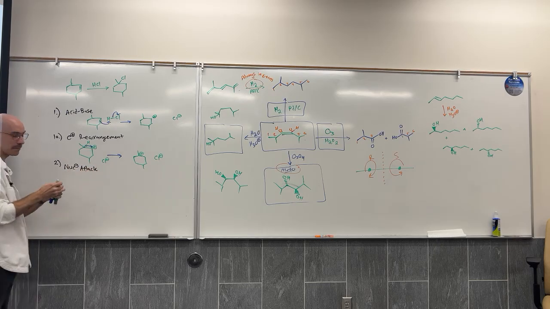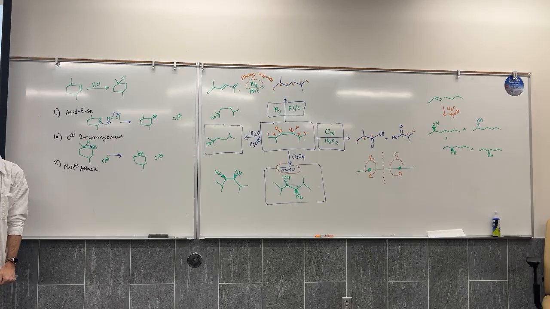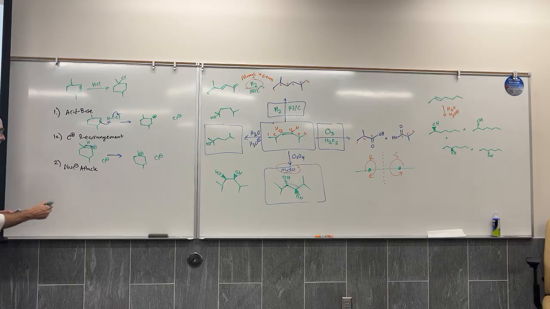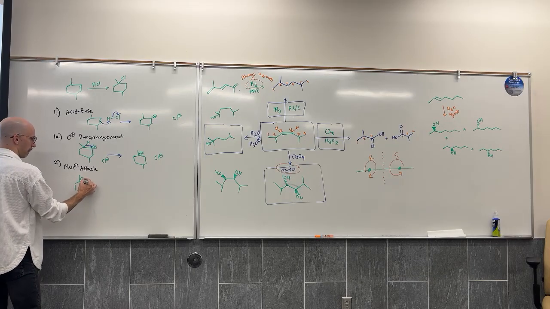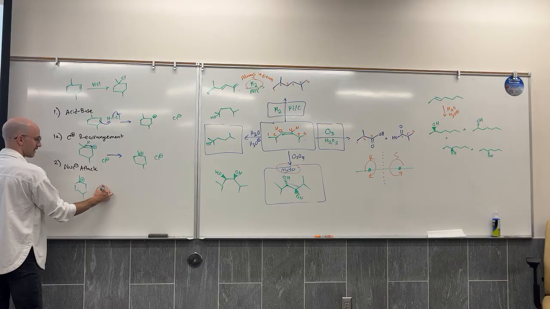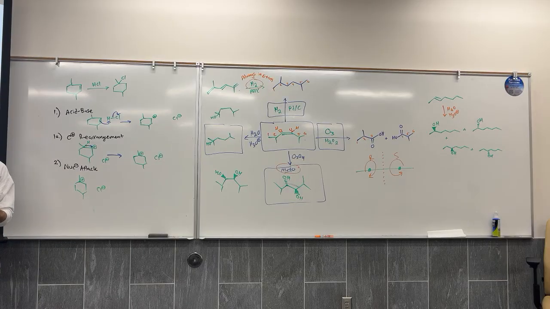My second step, I get that it's actually step 3, but it is the second thing that needs to happen if a carbocation rearrangement doesn't occur. My second step is a simple nucleophilic attack. What's my nucleophile? Chloride. Chloride has an excess of electrons that it wants to share.